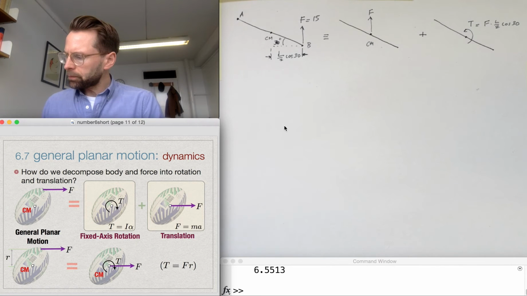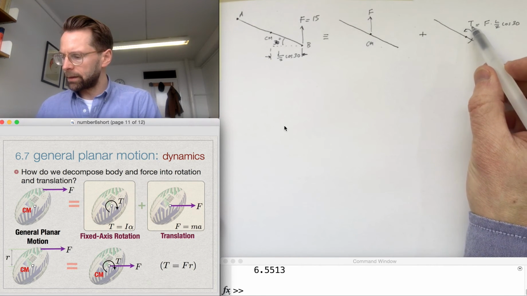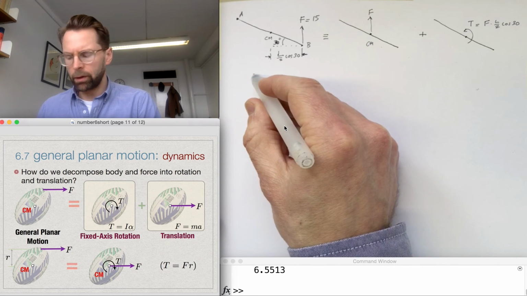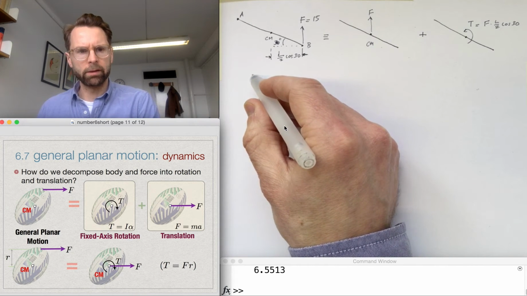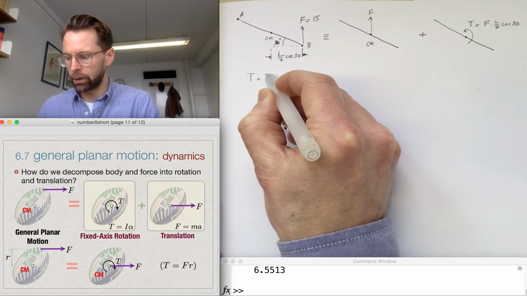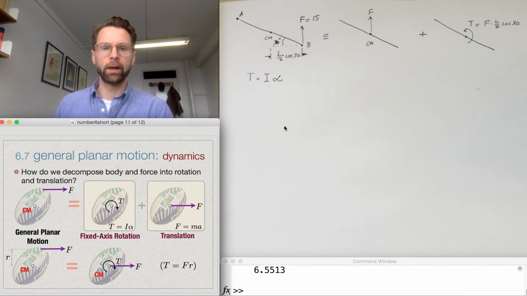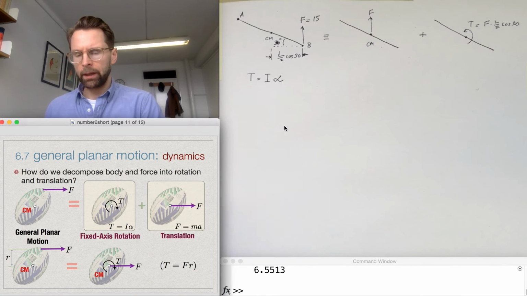And what that can tell us straight away is that if we know what the moment of inertia is, we can work out what the angular acceleration of the body is, because torque equals I alpha. And that was from lecture 6. That's Newton's second law in rotation.